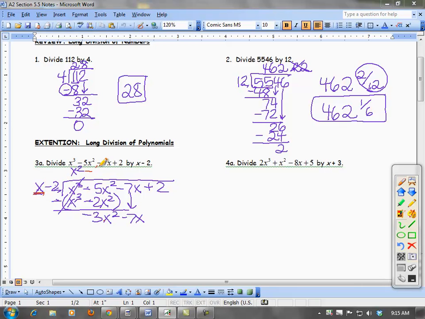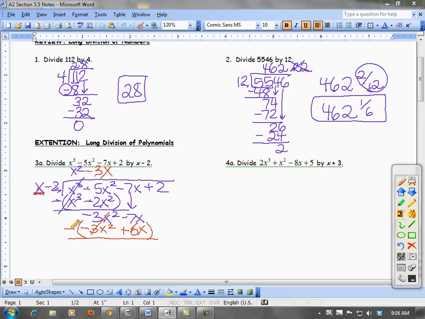Well, I'm missing a negative 3, and I only have one x, I need two x's, so I need one more x. And I'm now going to take this negative 3x and I'm going to multiply it by both of these. So negative 3x times x is negative 3x squared. Negative 3x times negative 2 is a positive 6x. And once I find that, I'm going to subtract the whole thing, so I'm going to put parentheses. All right, negative 3x, and then subtract a negative means plus 3x, cancel it out.